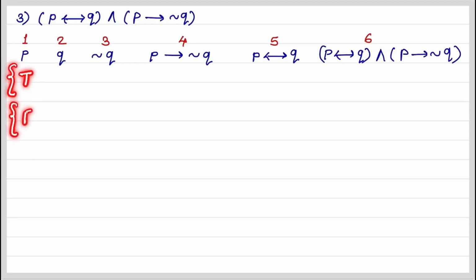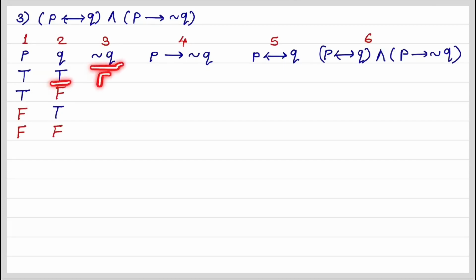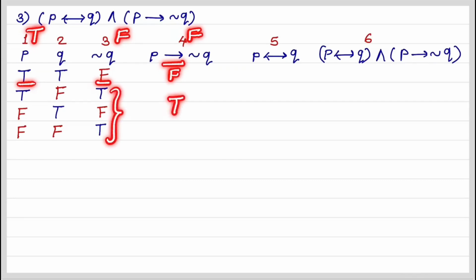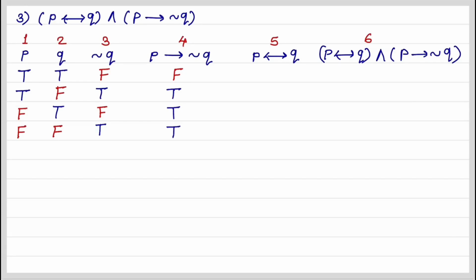For P, we will take first 2 values true and last 2 values false. And for Q, we have to take alternately true, false, true, false. Negation of Q. When statement is true, its negation is false. And when statement is false, its negation is true. Now take implication. P implies negation of Q. We know when first statement is true and second is false, then implication is false. This condition is satisfied at first entry and all other entries will be true.